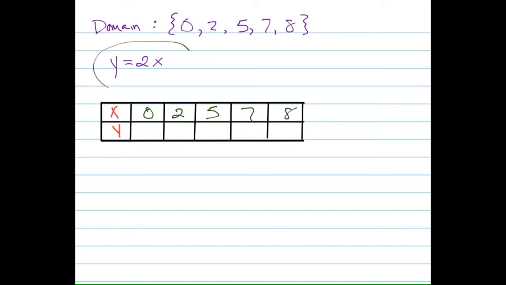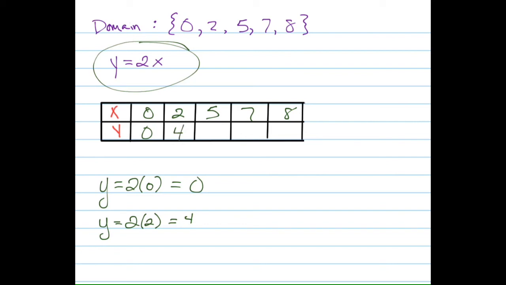So if I look at this function here, if x is 0, what is y? 0. We do y equals 2 times 0. 2 times 0 is 0. So y is 0. So our first output is 0. If x is 2, what is y? David? 4. We would put in 2 for x, and 2 times 2 is 4. This makes sense to everybody?